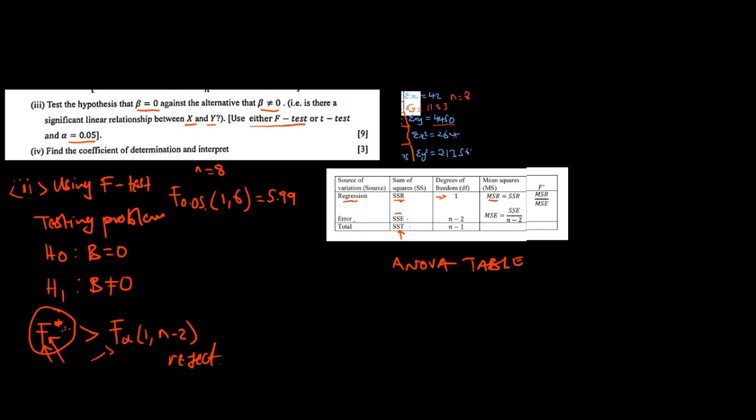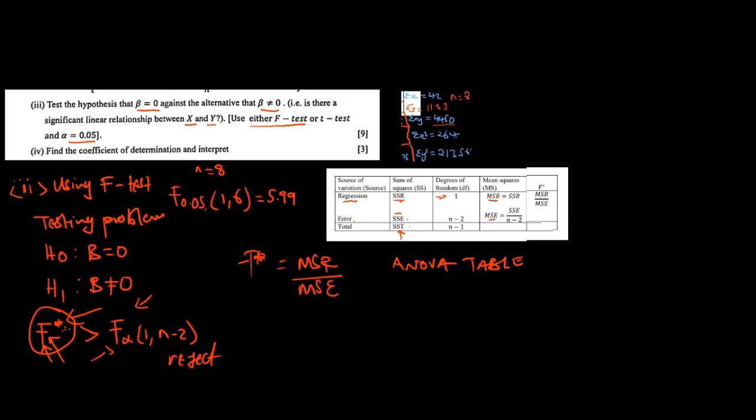I mean the mean square error, or the error mean of the squares. We calculate this one here by dividing the error sum of squares by n minus 2. And then this F observed that we want to find there will just be equal to the mean square regression divided by the mean square error. So this is what we have to find there.